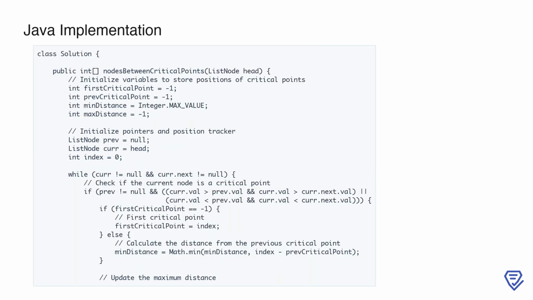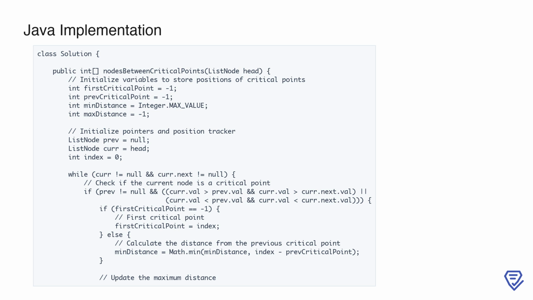Here, we start by defining the method nodesBetweenCriticalPoints, which takes the head of a singly linked list as its input. We initialize several variables to help us keep track of critical points and calculate the desired distances. Specifically, first critical point and prev critical point are initialized to -1, which will later store the positions of the first and previous critical points, respectively.